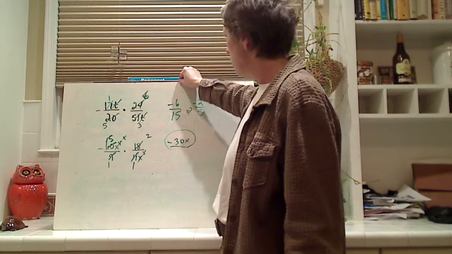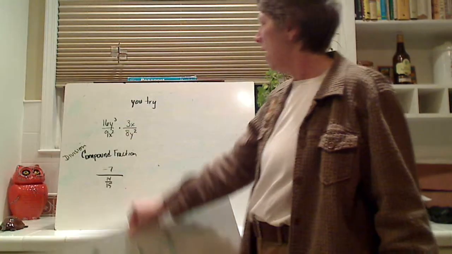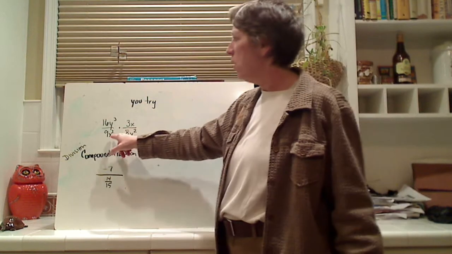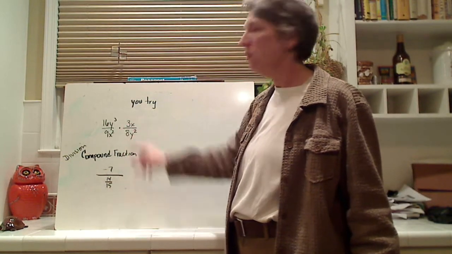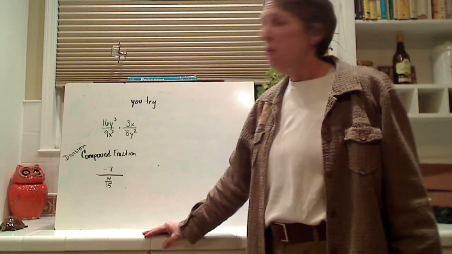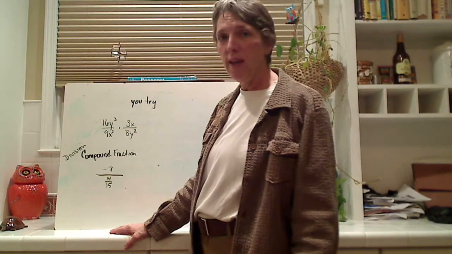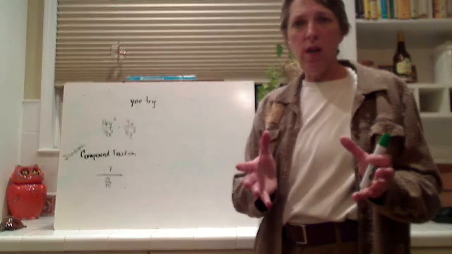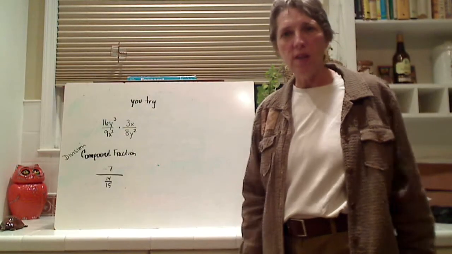All right, so now I want you to try this one, 16y cubed over 9x squared times 3x over 8y squared. I also want you to try this compound fraction, which is division, and see if you can get that. It's negative 7 over 14/15. Pause the video. When you're ready, turn it on, and we'll see how you did.